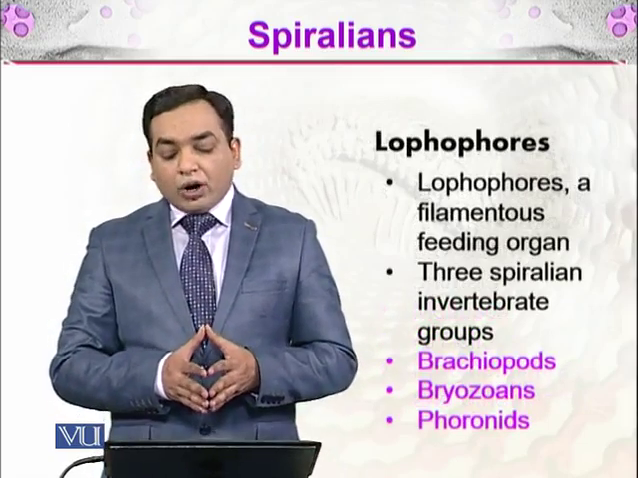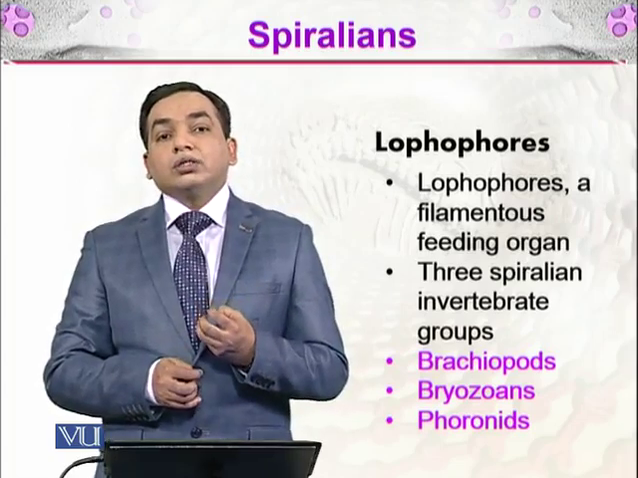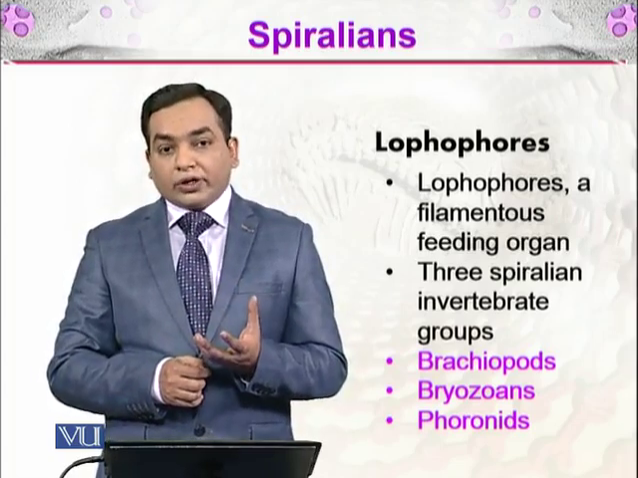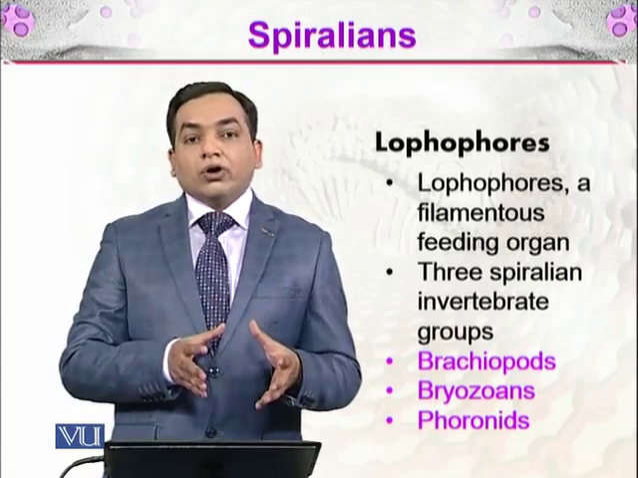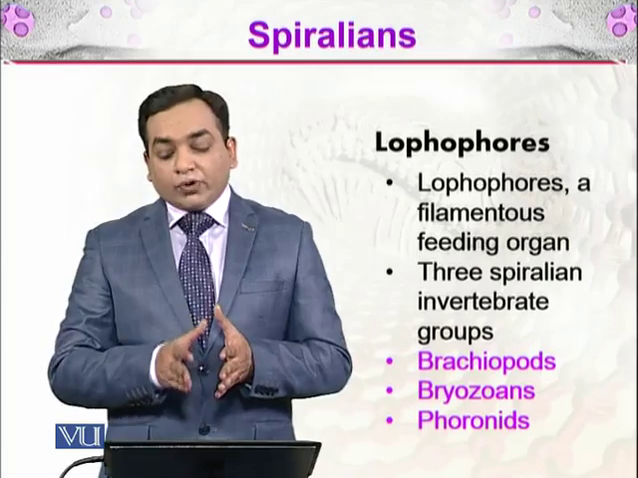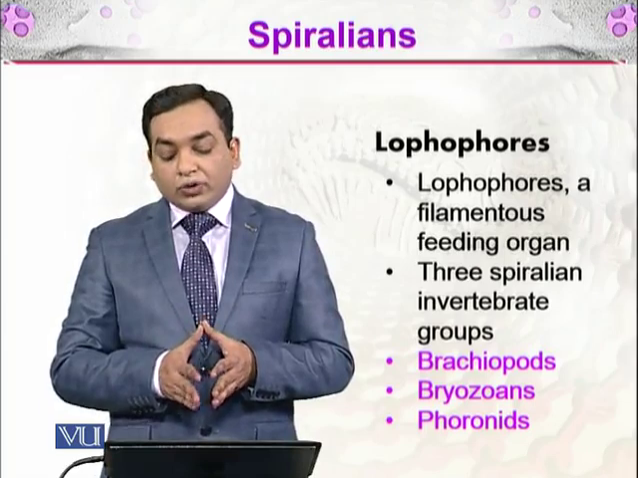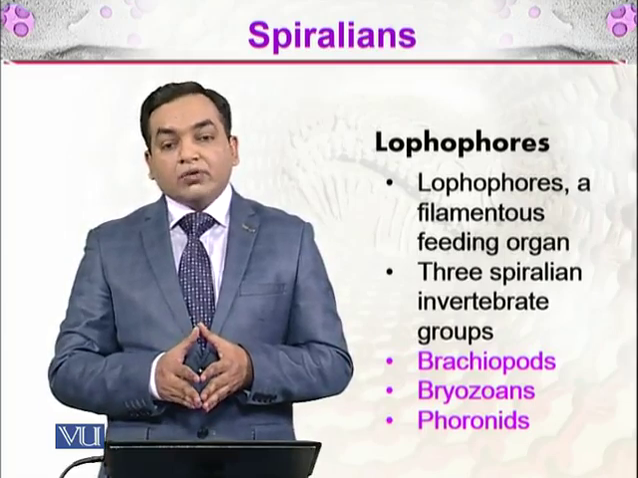So lophophores are a filament. Lophophore. What is a lophophore? Lophophores are filamentous feeding organs, and the lophophorates are the organisms which have that organ. The lophophorates are the three spiralian invertebrate groups which are included: the brachiopods, bryozoans, and phoronids.